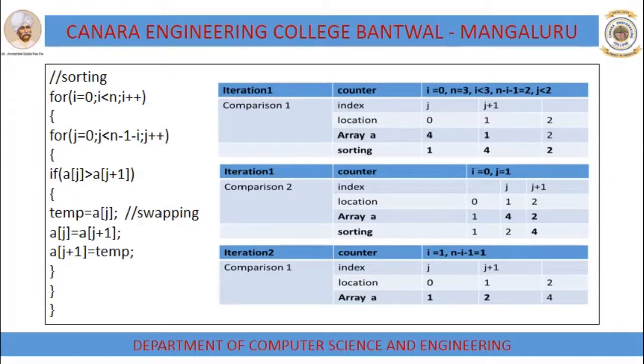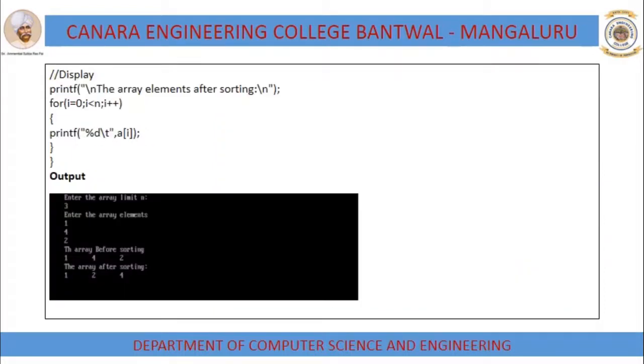Since all the elements of the array are sorted now, we have to display the contents of the array. So now we have sorted the array, and now we have to display the sorted array. So in printf we enter the array elements after sorting, and I have given backslash n so that the cursor will go to the next line.